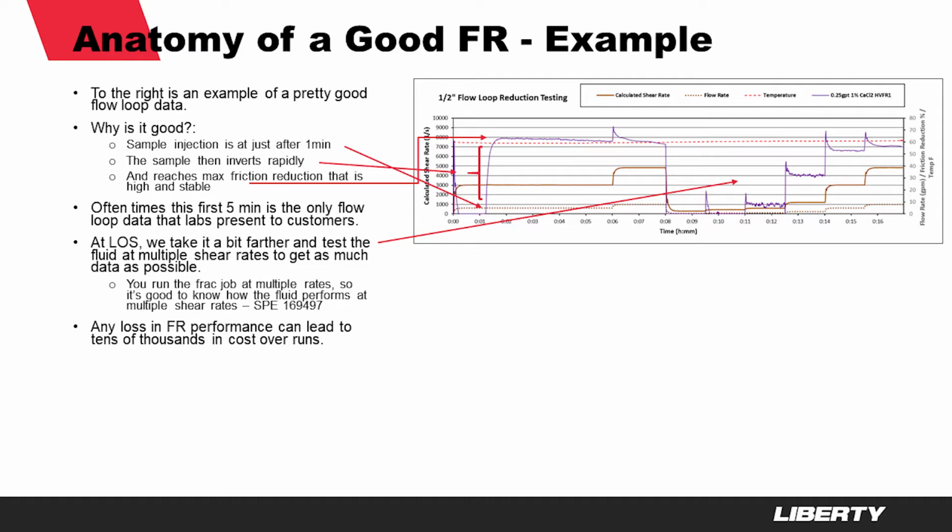This particular flow loop maxes out at just over 65% friction loss. Other loops will max out at similar but slightly different levels. After the initial 6 minutes, we run a multi-shear step between 300 and about 4,800 reciprocal seconds to get a feel for performance across all shear rates that might be encountered in the field. Loss in performance at any of these steps can cost money through the need to run additional friction reducer on the job. Now that you've seen an example of good data, it should be easy to spot bad data.